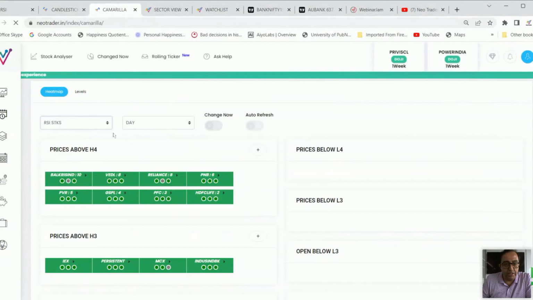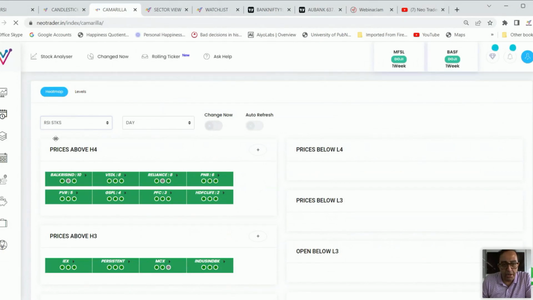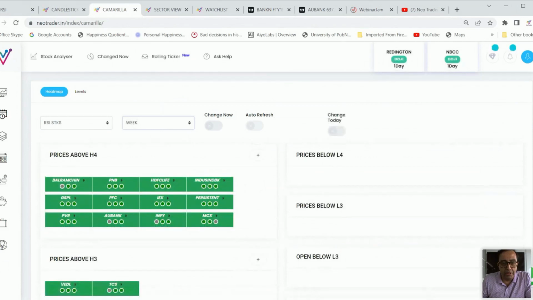When I select the RSI stocks, I have got these names on a weekly basis, which are above H4. Can you all see this? These are stocks whose weekly prices are above weekly H4. These are all the 12 names, right? We have got 12 candidates here, correct? So from these 12 candidates, we are going to shortlist them.